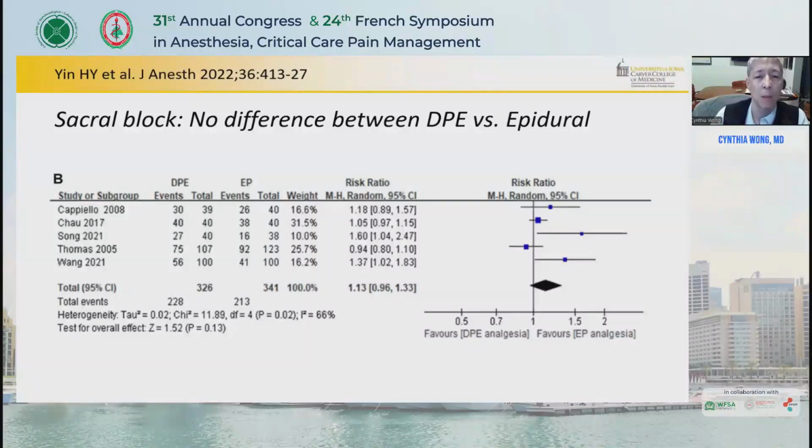I referred to this at the beginning of the talk. They're inconsistent. There are a couple of studies that showed better sacral coverage with a DPE and other studies that showed no difference. And if you look at the meta-analysis, you can see that the risk ratio includes 1. So these authors concluded that there was no difference in the onset of sacral blockade between a DPE technique and an epidural technique.